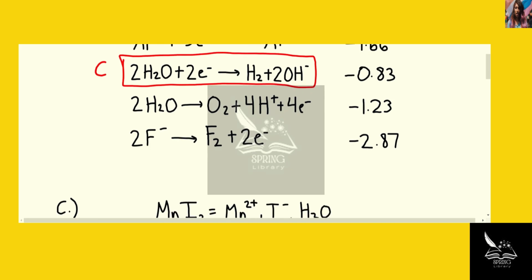Now the bottom two half reactions both represent oxidations. If we compare the two standard reduction potentials, which now correspond to oxidation potentials, we see that the oxidation of water has a higher potential than the oxidation of F-. Therefore, the oxidation of water will occur, and oxidation takes place in the anode.